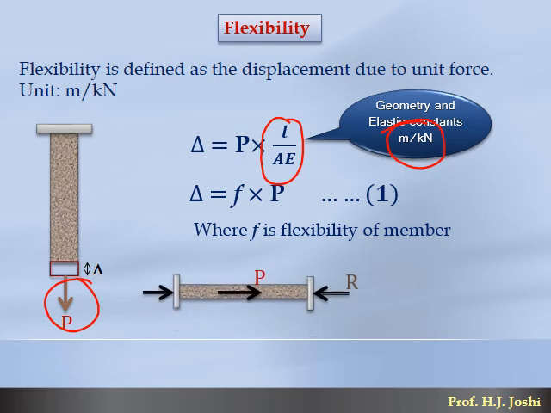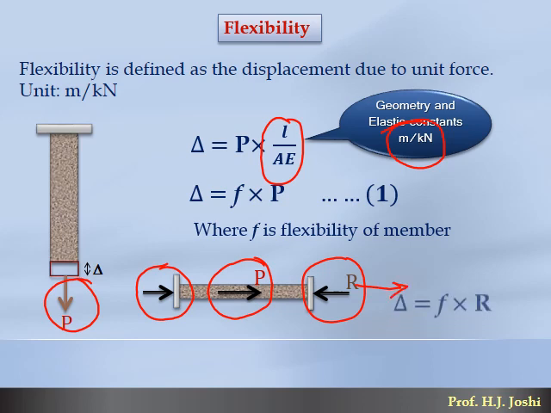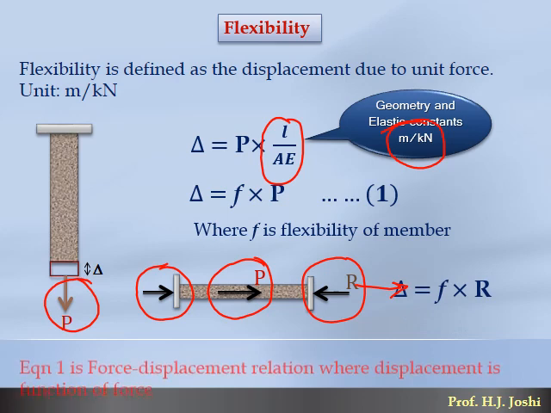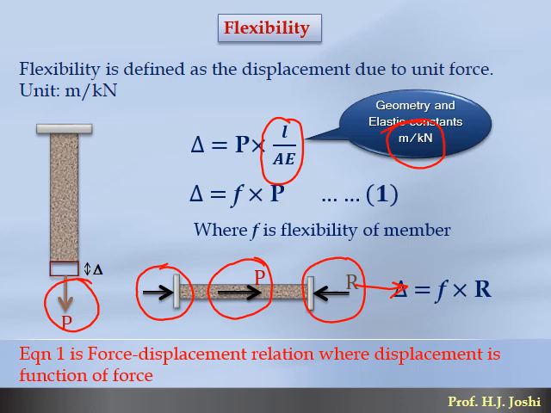Similarly, if I consider one axial system of bar where external force is P and the reaction will set up at the ends, then this R can also be expressed in a force displacement relationship by means of flexibility like this. Delta is equal to flexibility into R. So this equation 1 represents the force displacement relation where displacement is a function of force.